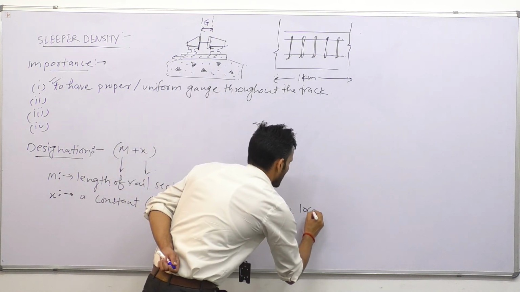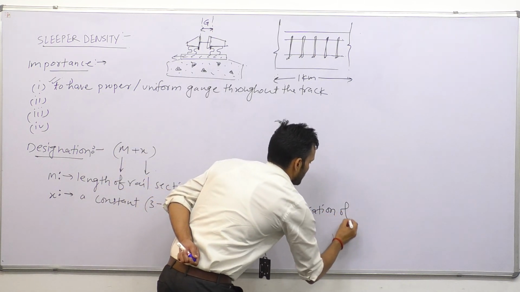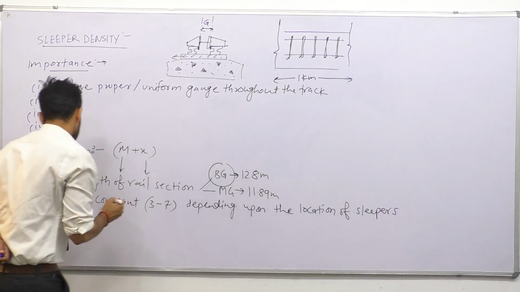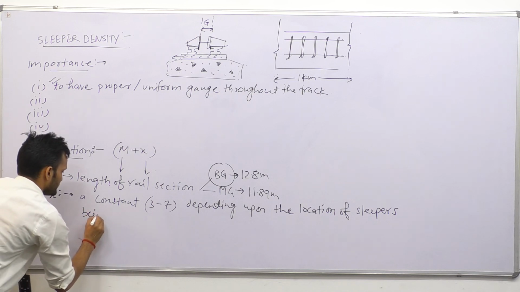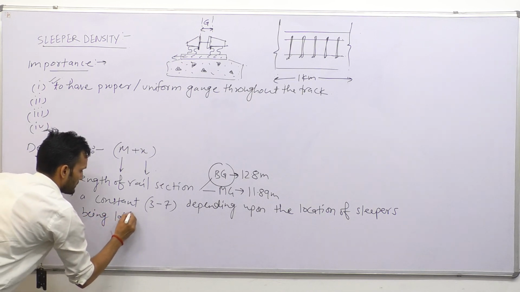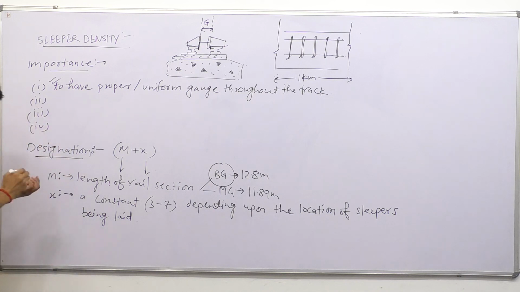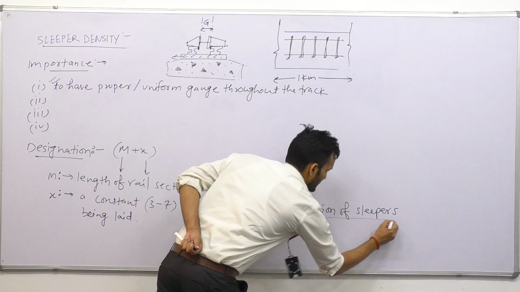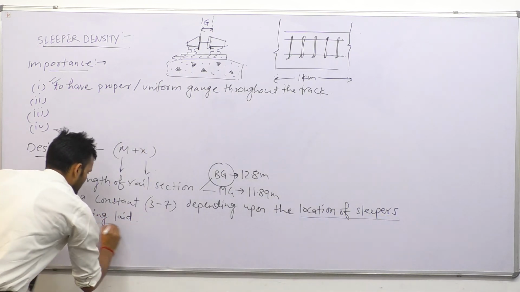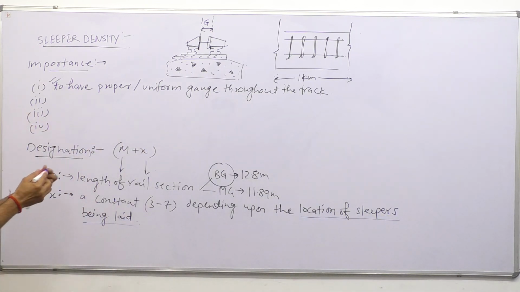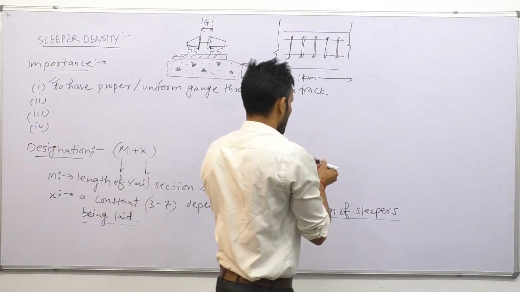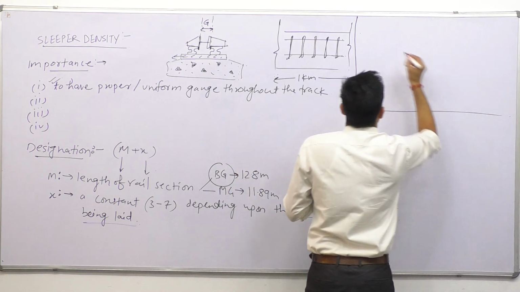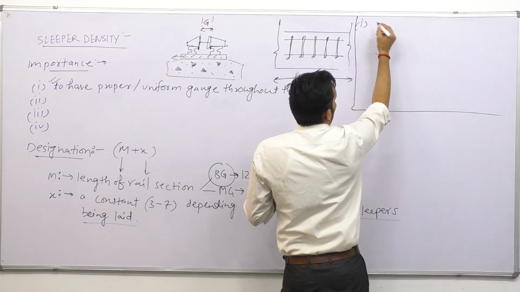Depending upon the location of sleepers being laid. I have to clear this last point: location of sleepers being laid. Like if it would have been a straight track, I am making it clear right here, the location type. Then the first location type can be what? On straight tracks.